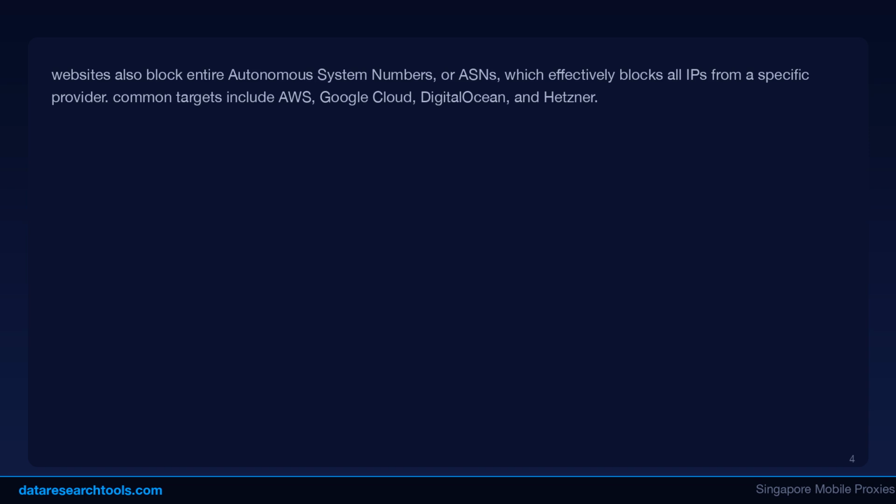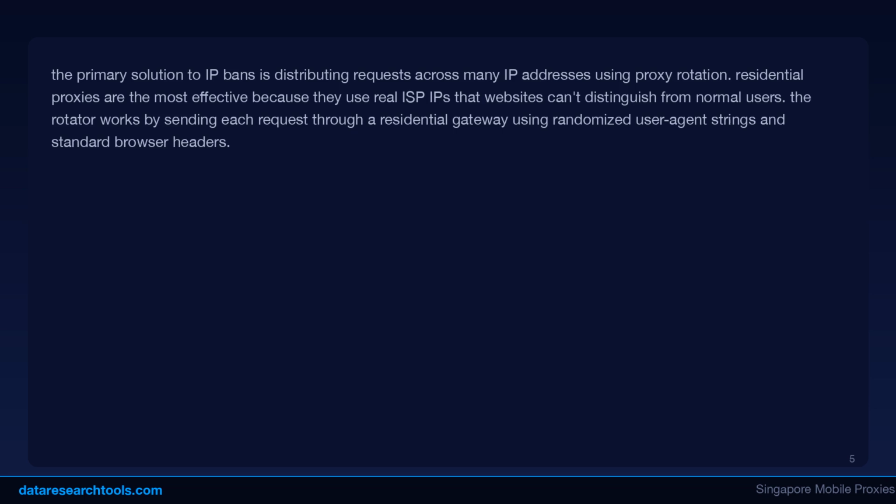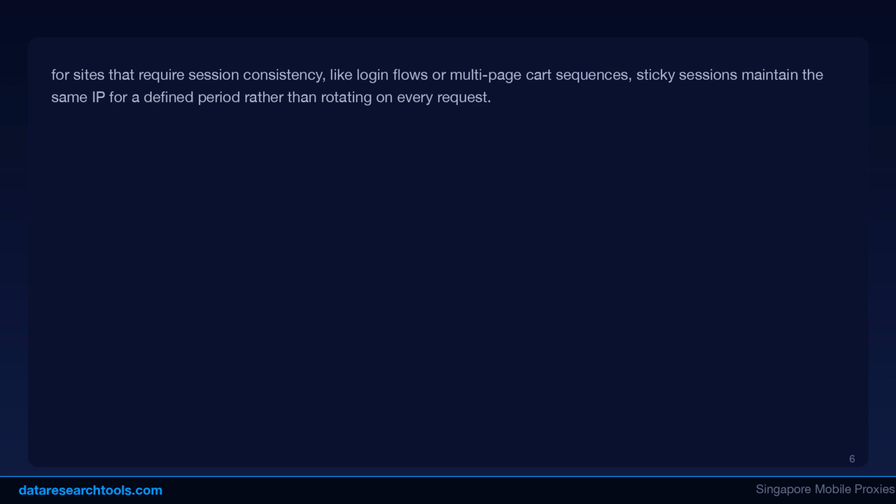The primary solution to IP bans is distributing requests across many IP addresses using proxy rotation. Residential proxies are the most effective because they use real ISP IPs that websites can't distinguish from normal users. The rotator works by sending each request through a residential gateway using randomized user agent strings and standard browser headers. For sites that require session consistency, like login flows or multi-page cart sequences, sticky sessions maintain the same IP for a defined period rather than rotating on every request.